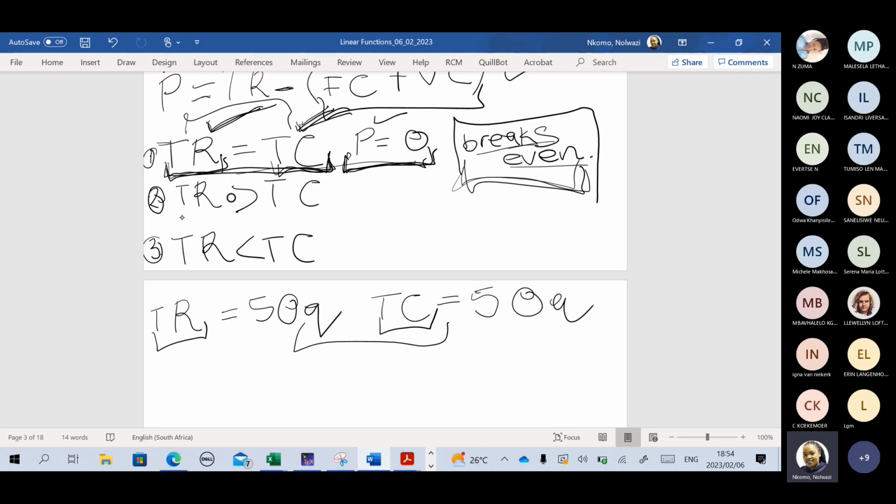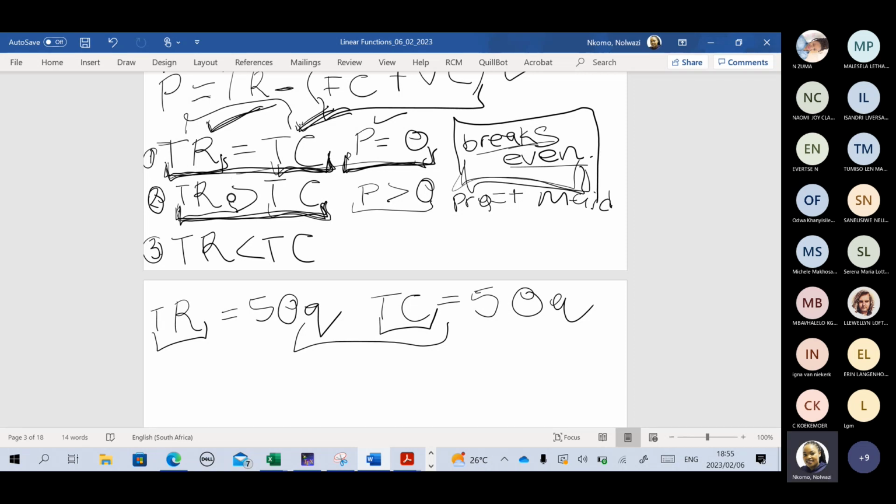Okay, and then I said our next case is when the total revenue is greater than the total cost. If this is the case, you should know that the profit is greater than 0. So if you see that the total revenue is greater than the total cost, and then you are asked to find the profit and you get a negative profit, just know there's something wrong that you did, because this one is greater than this one. And if that's the case, your profit should be positive. It must be greater than 0. And if this is the case, we say the company makes profits. So this is when profit is made.